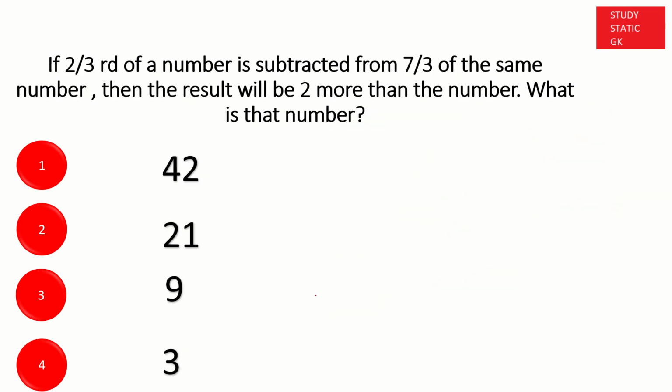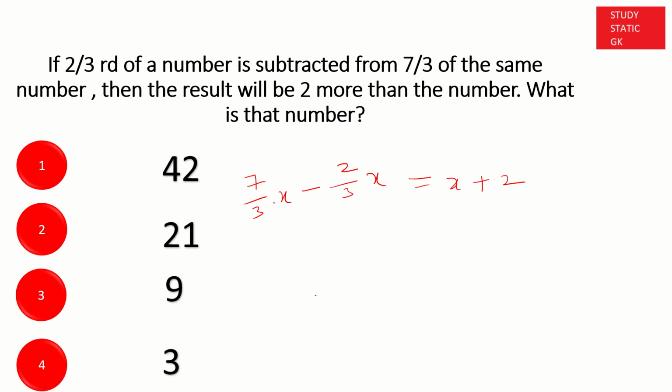Okay, anyways, next, if 2 by 3 of the number is subtracted from 7 by 3 of the same number, then the result will be 2 more than that number. What is the number? So 2 by 3 of a number is subtracted from 7 by 3 of the same number, then the result will be 2 more than the number.